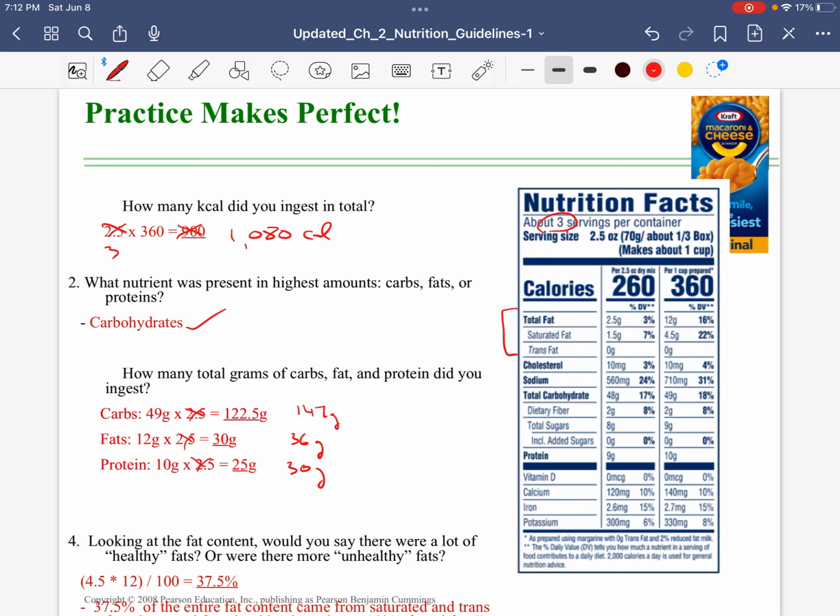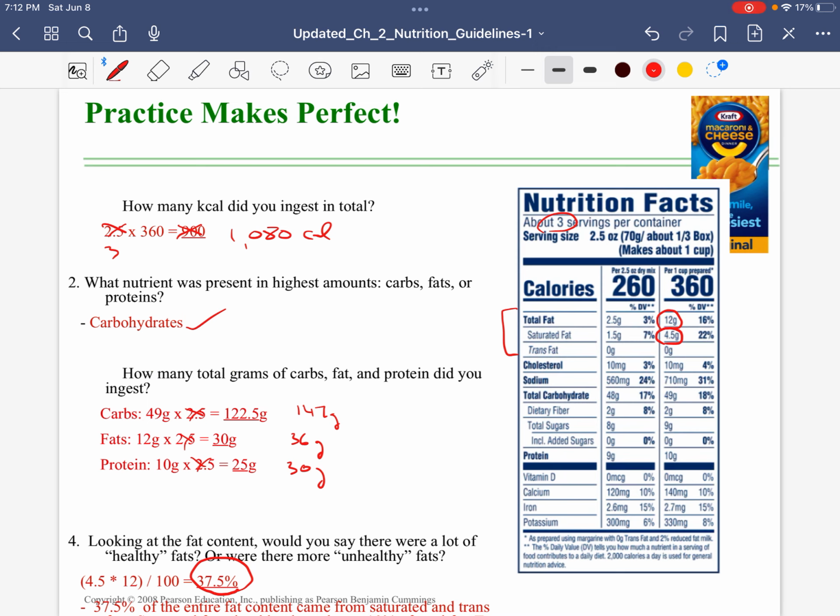Looking at the fat content, where's fat? Would you say that most were healthy? Well, we want to compare saturated to total. So if we look at this, 4.5 out of 12 were saturated fat. That's just over a third, isn't it? Because 4 times 3 is 12. I did the math. Over a third of the fat is from saturated fat.